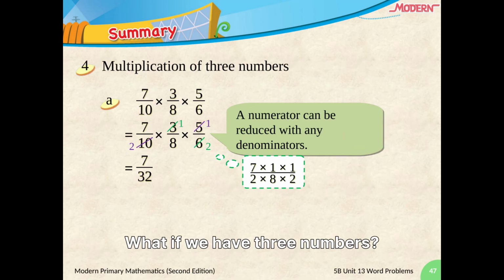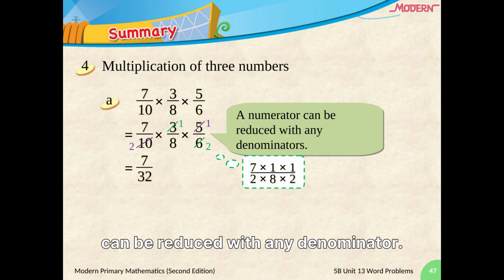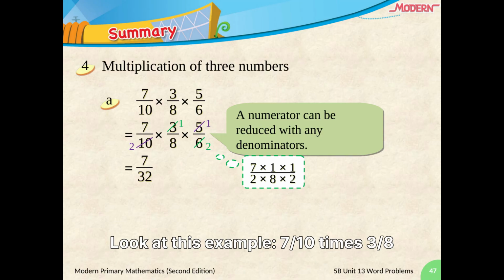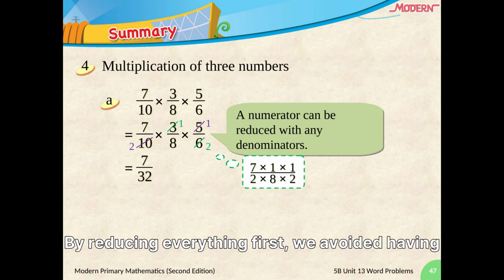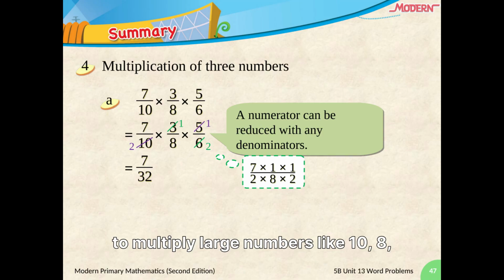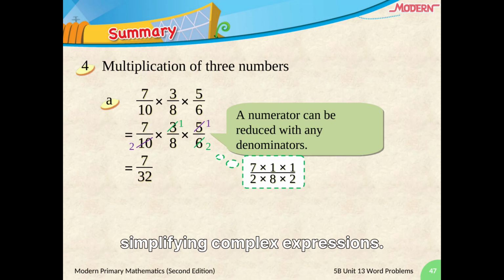What if we have 3 numbers? The principle remains the same. Any numerator can be reduced with any denominator. Look at this example. 7/10 times 3/8 times 5/6. We can reduce the 5 and 10 to 1 and 2, and the 3 and 6 to 1 and 2. This leaves us with 7 times 1 times 1 over 2 times 8 times 2. The result is 7/32. By reducing everything first, we avoided having to multiply large numbers like 10, 8, and 6. Reduction is your most powerful tool for simplifying complex expressions.